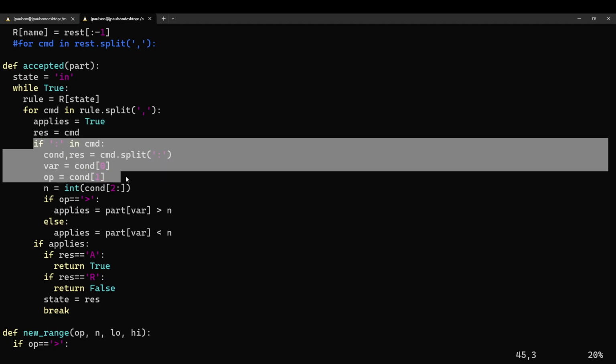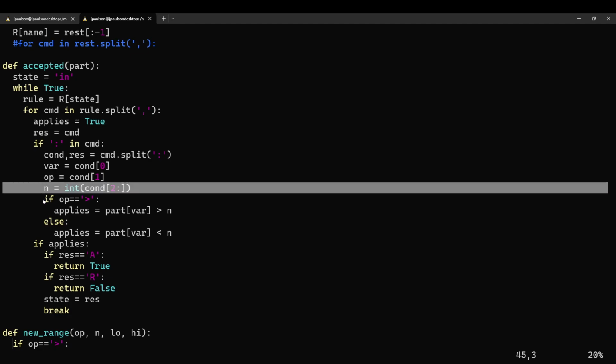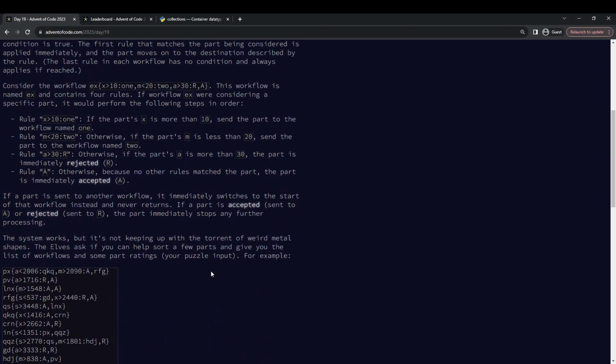So if there's a colon, then there's some destination and there's some condition. The condition is a variable, a greater than or less than, and a number. So if the condition is greater than, then we check if our variable is greater than that number. Otherwise, we check if we're less than that number. And then if we're supposed to follow this rule, if we're accepted, return true. We're trying to figure out if we're accepted. If we're rejected, return false. Otherwise, go to the next state and break, because we're now done, right?